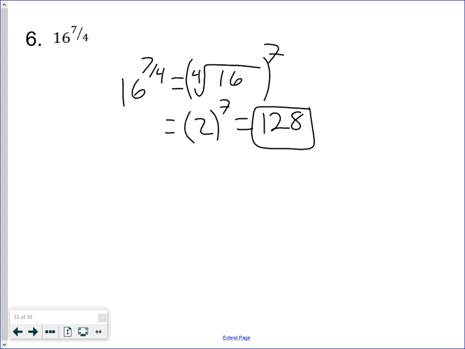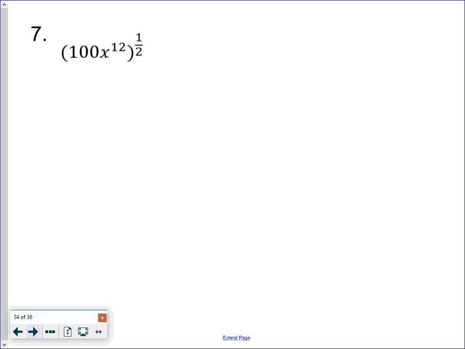So let's keep on going to number 7. We have 100x to the 12, all raised to the 1/2. So there's 2 ways to go about it. I'm going to go about it both ways. So this is a product, 100 and x to the 12. So we can distribute this 1/2 to both terms. So we can have 100 to the 1/2 multiplied by x to the 12 to the 1/2.